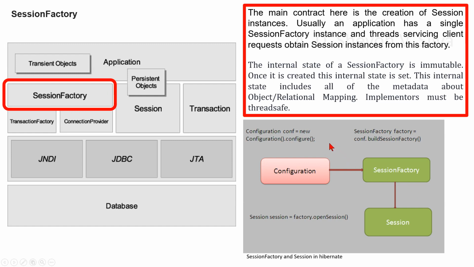Here first we are creating a Configuration class object and calling the configure method, which has two overloaded versions: one without parameters, and another one, configure with a string resource. If we use the configure method without parameters, hibernate.cfg.xml is used.